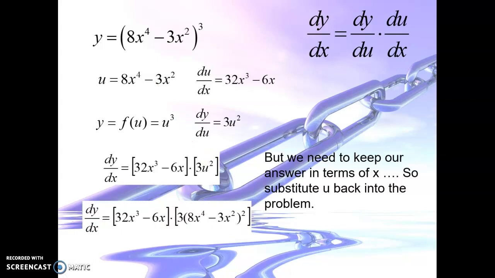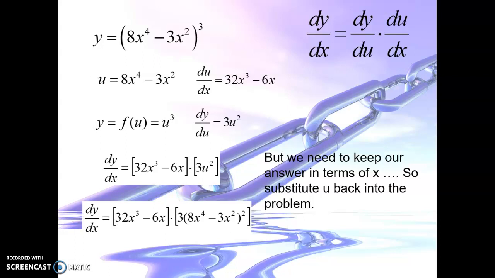There is my derivative. So my derivative of y with respect to x is 32x cubed minus 6x times 3 times 8x to the fourth minus 3x squared, all squared. That is my derivative of this expression.